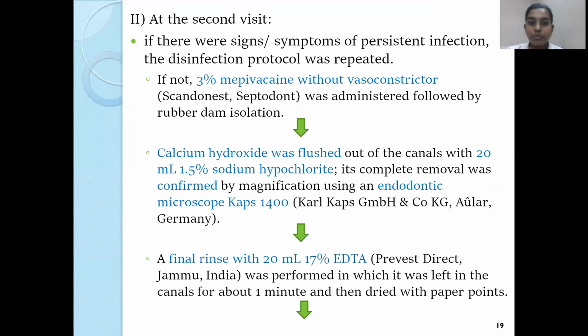If not, 3% mepivacaine without vasoconstrictor was administered, followed by rubber dam isolation. Next, calcium hydroxide was flushed out of the canals with 20 ml 1.5% sodium hypochlorite. Its complete removal was confirmed by magnification using an endodontic microscope. Later, the final rinse was done with 20 ml 17% EDTA, which was left in the canals for about 1 minute and then dried with paper points.